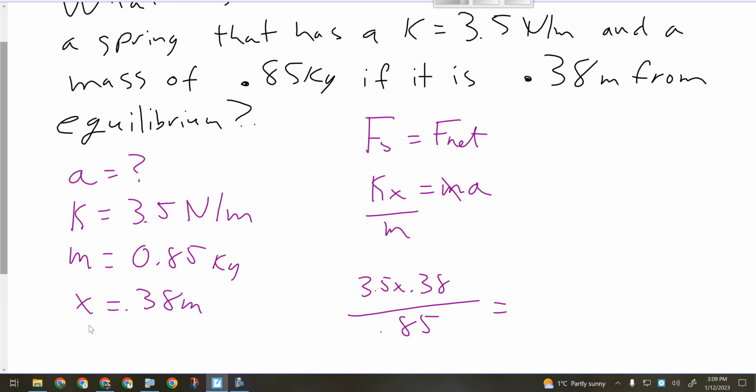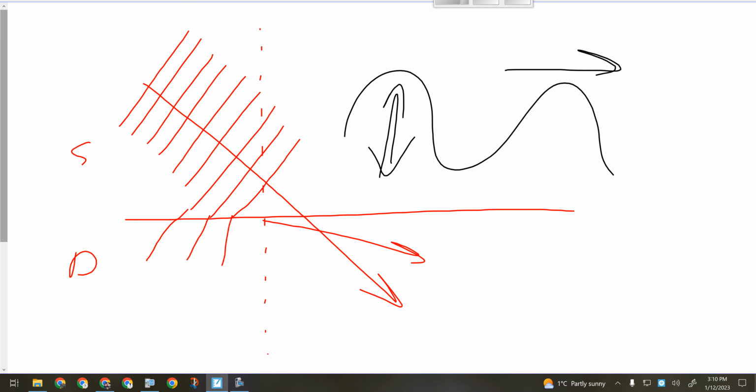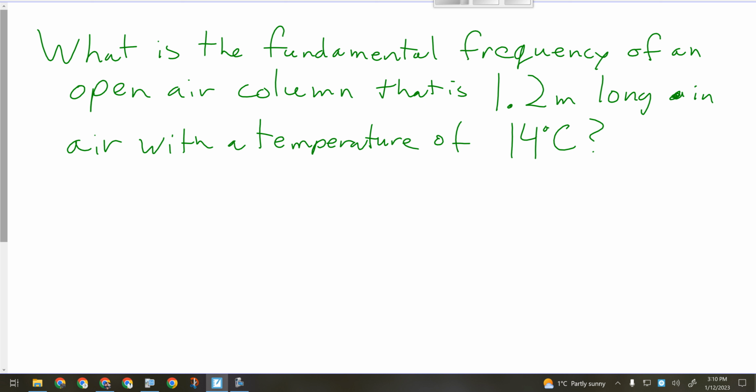Any other ones? What's the worst type of question on this test? There really isn't. On this one, it's all about the same, usually. I don't usually have one question that goes significantly worse than the others. Open air column? Sure, why not?